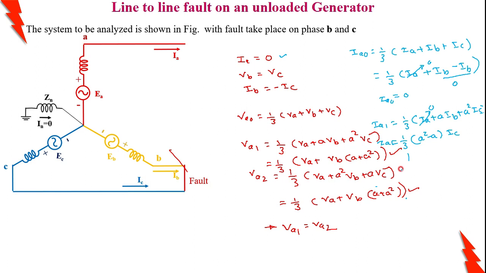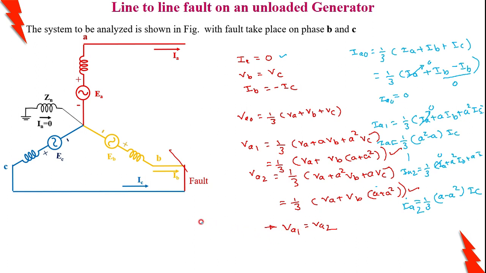Then the next one is IA2. IA2 is 1/3 (IA + a²IB + aIC). Once again, putting the values here, IA is 0, IB is replaced by minus IC, then what I am getting here is (a minus a²) into IC, that is IA2.